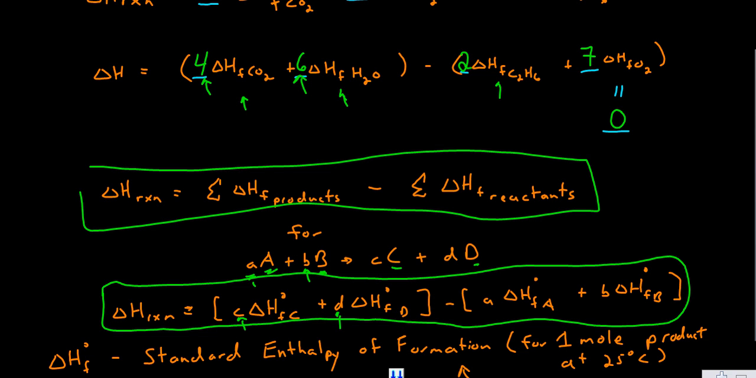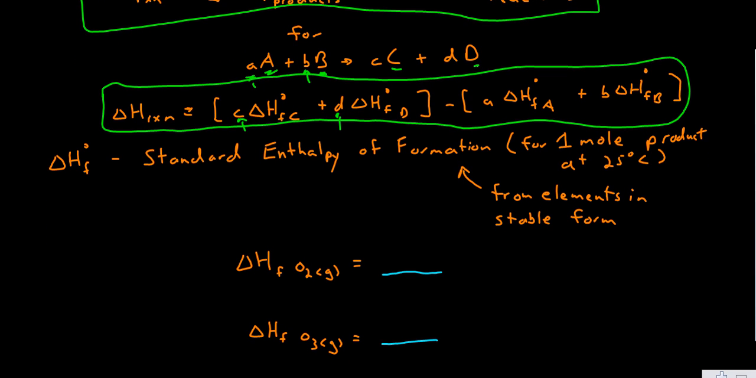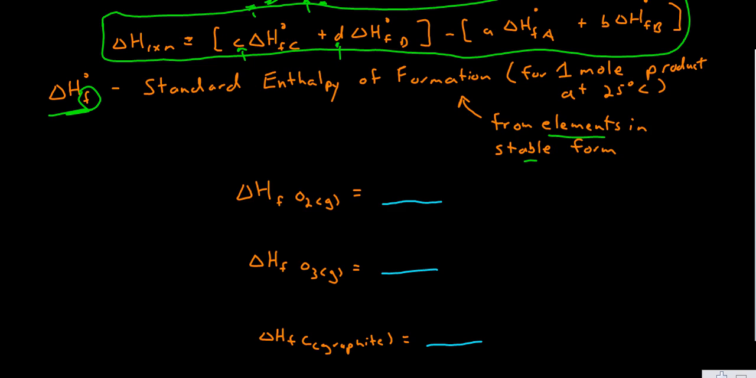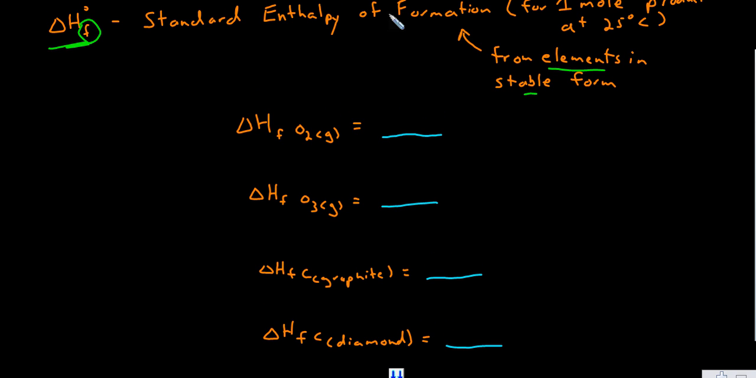Now, what do I mean by standard enthalpy of formation? More specifically, at 25 degrees Celsius, the standard enthalpy of formation is the heat to form something from its elements in their stable form. So what's the heat of formation of O2 gas? Well, to form O2 from O2 gas, because O2 is the normal standard stable form, that requires 0 kilojoules per mole. What's the heat of formation of ozone? To get ozone from O2 gas, that actually does require some heat. It's 142 kilojoules per mole.